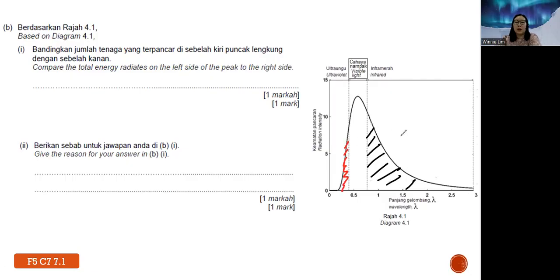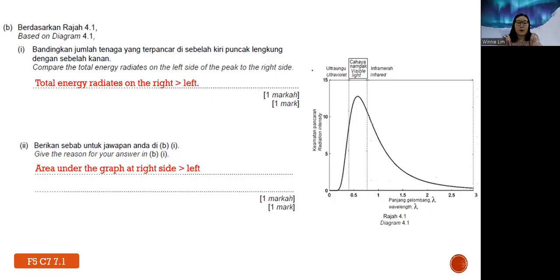The energy can be obtained from the area under the graph. Basically, the area over here, A1, is greater than A2. That's why the energy on the right side is greater. Okay, so then what is your reason? Because the area under the graph on the right side is greater.